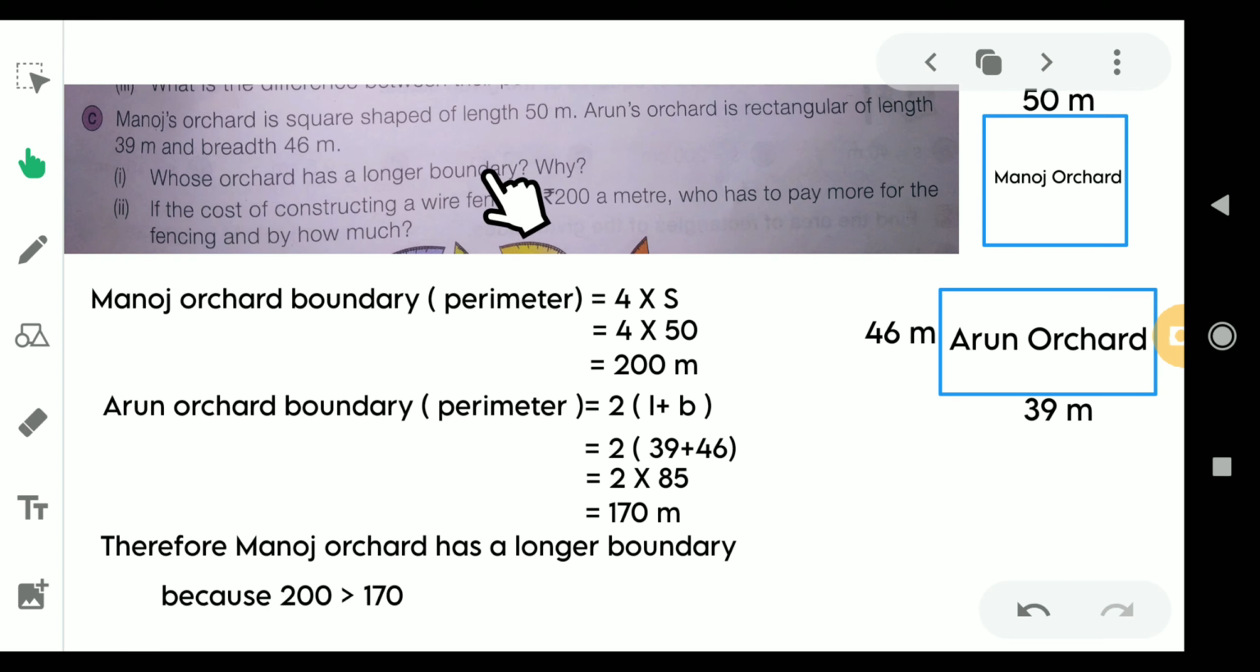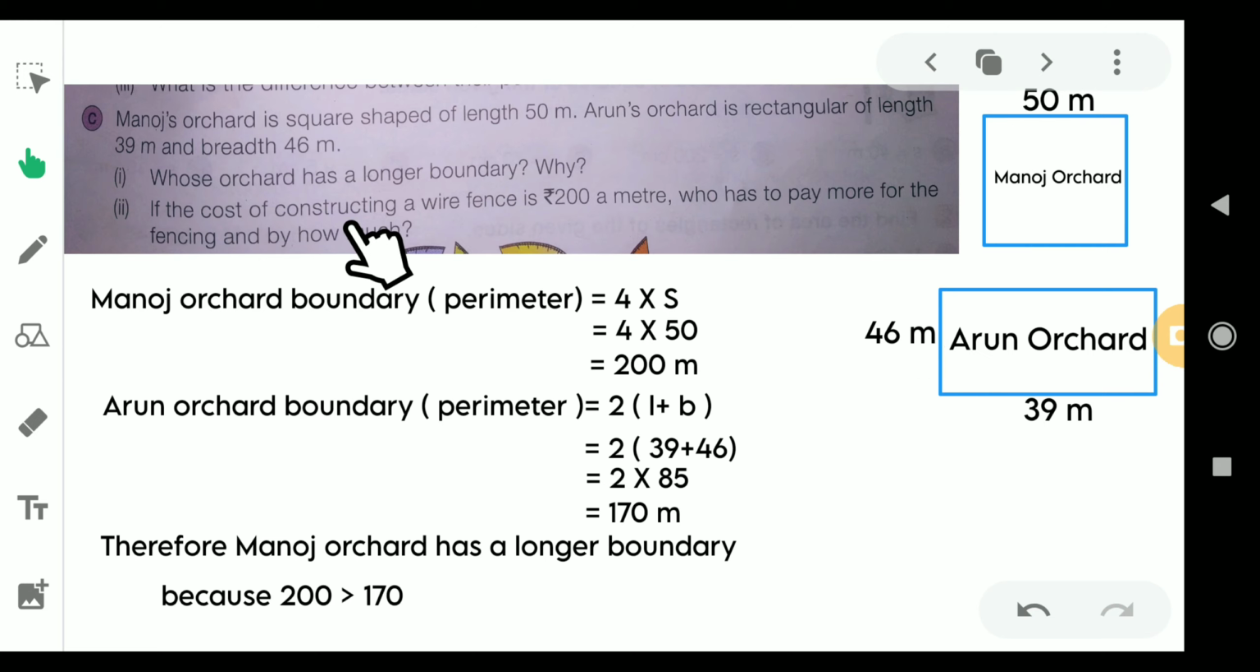So this is the shape of Manoj's orchard, which is a square, and the length of each side is 50 meter. We have another orchard, Arun's orchard, whose shape is a rectangle. The length of this rectangular orchard is 39 meter, and the breadth of Arun's orchard is 46 meter.